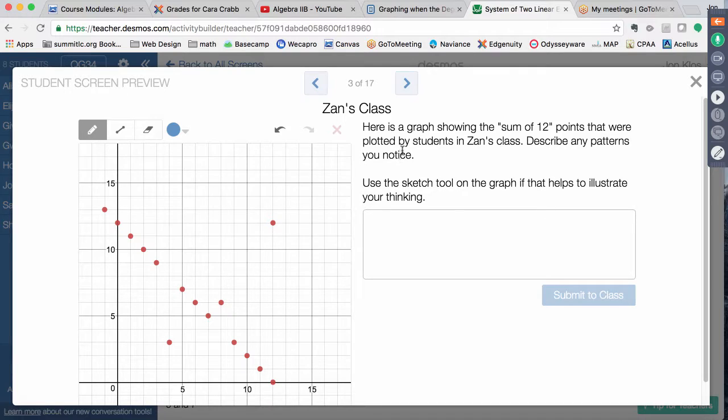Continuing on, here is a graph showing the sum of 12 points that were plotted by students in Zan's class. Describe any patterns you notice. What do we see? Well, we see for the most part people got a nice straight line along there, but there's a few points that were not correct, were they? So if they did it correctly, it should be on a nice straight line.